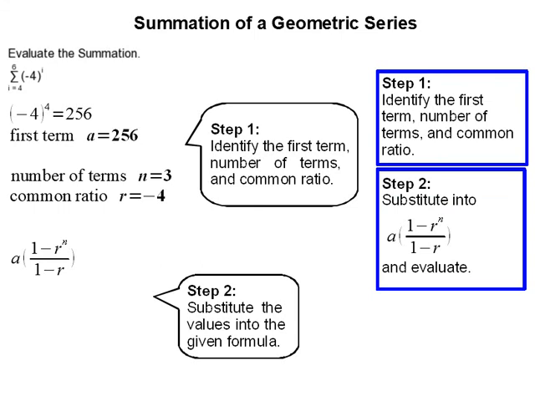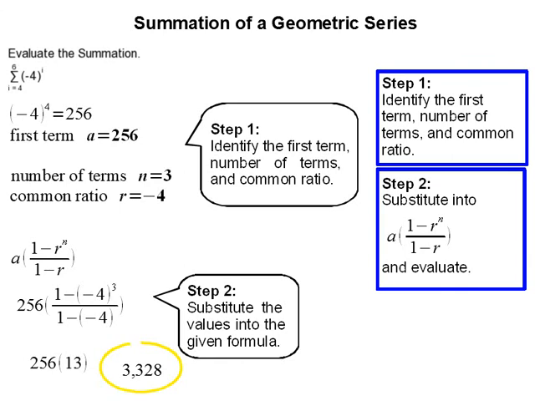Step 2. For a geometric series, we would use this formula, and we're going to substitute in our values. So for r, we're going to substitute in negative 4. For a, 256, and n, 3. Then we evaluate, and we're going to get 3,328. And this completes our problem.